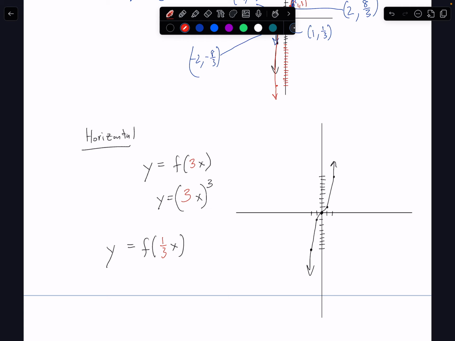So inside the parentheses, basically, yeah? Inside the parentheses means it's going to be a horizontal change. And now, okay, here's the thing. Normally, when I was doing the vertical one, I go out to the left or right, and then I go up or down, right? But if I'm going to do a horizontal stretch, I'm going to actually think of it in the reverse. I think of it as I'm going up one and then right one.